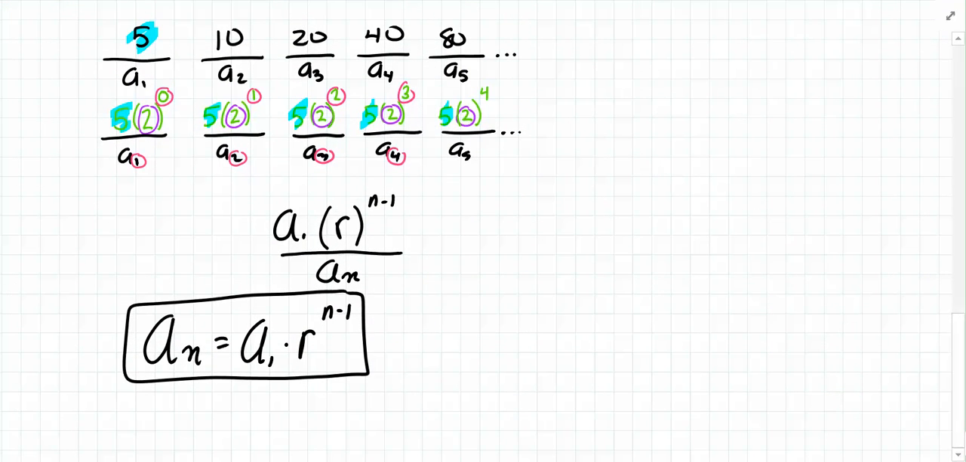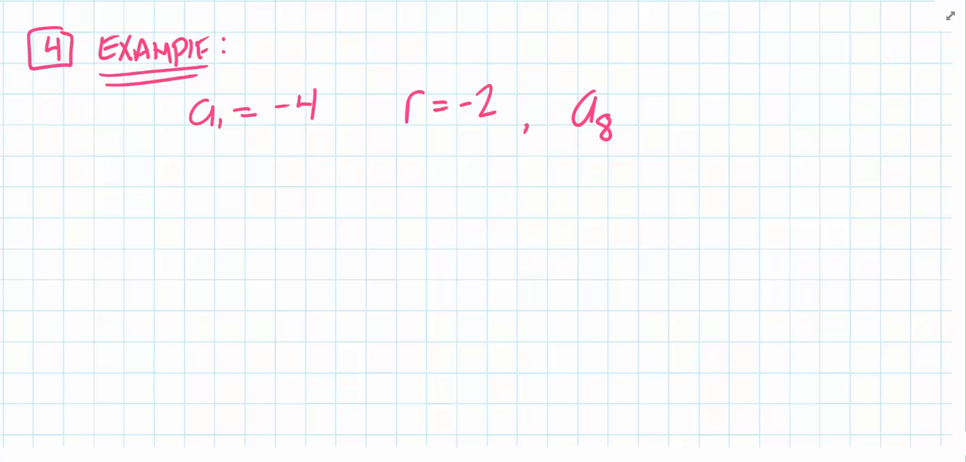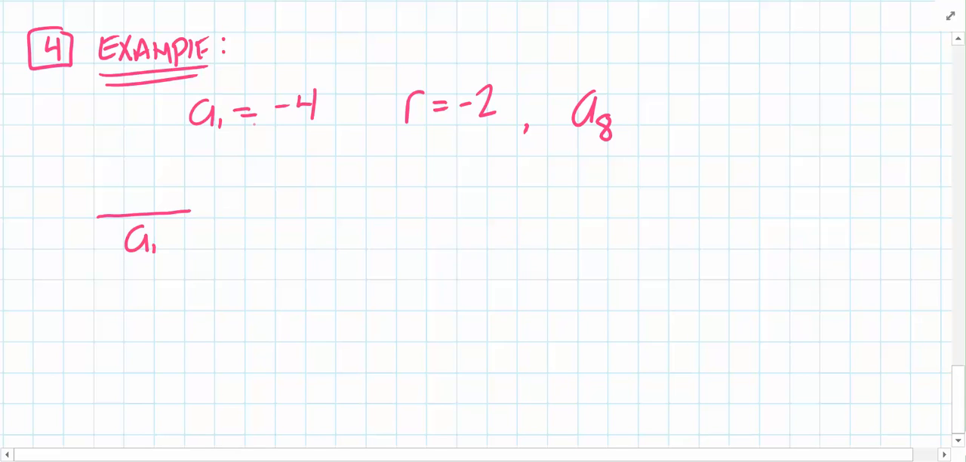Okay, here's a very typical example that I could ask of you. I'm telling you that in your sequence, the very first term is -4. There it is right there. It's given to you, okay? And the ratio is -2, and I'm asking you for some term down the line, a sub 8. So it's the fast forward formula. No problem. Well, here we go.